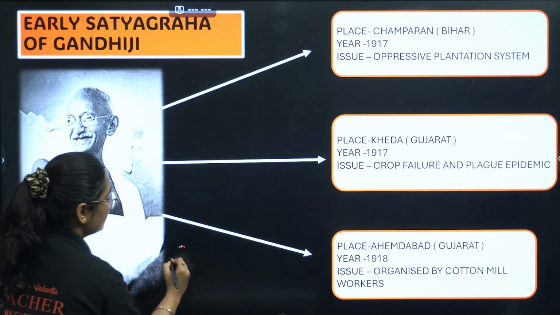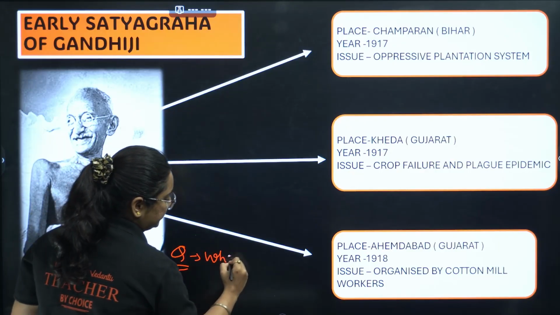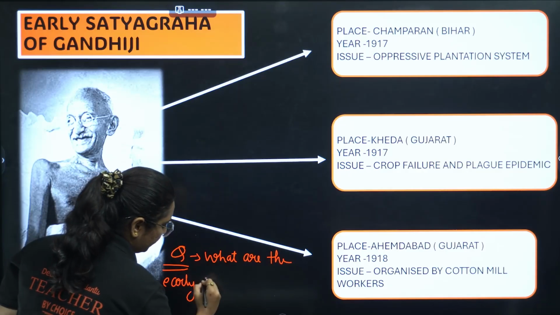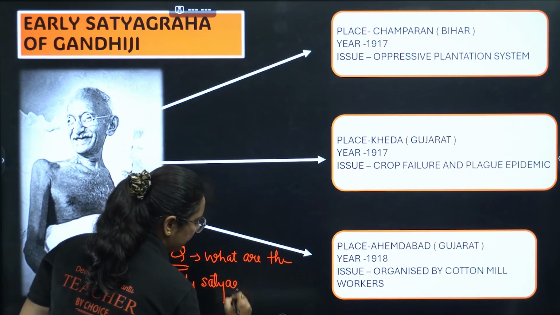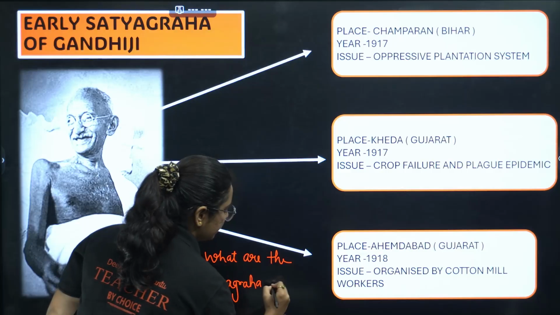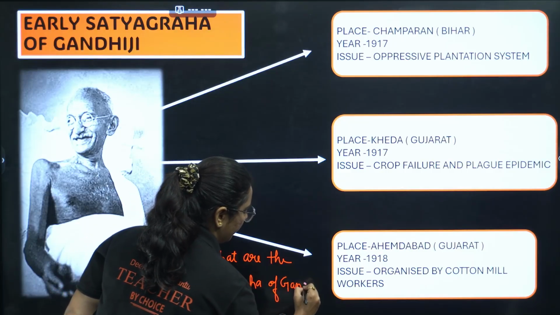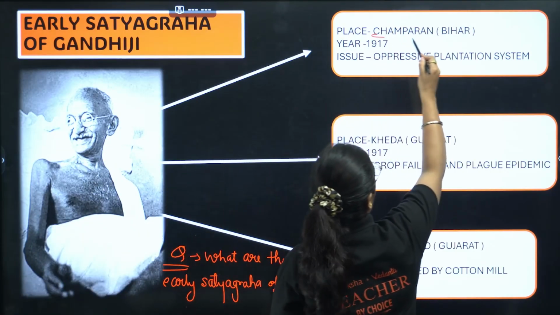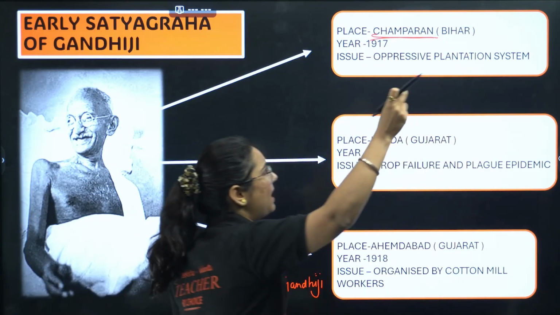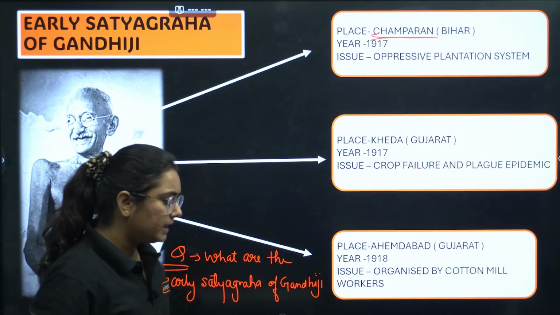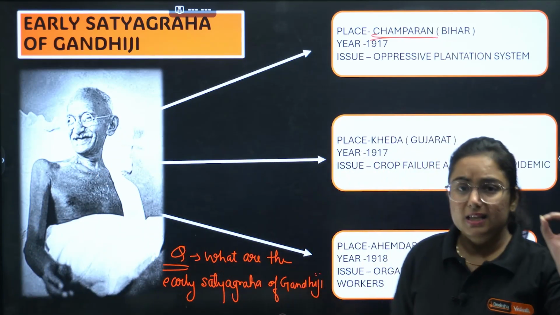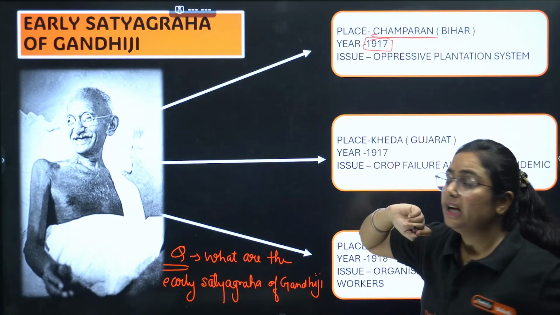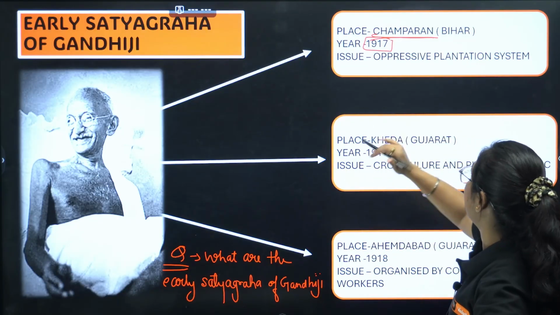How does a question come from this topic? What are the early Satyagrahas of Gandhiji? Okay, so there are 3 Satyagrahas. The first one took place at Champaran. Champaran is a village in Bihar. The Satyagraha over there started in the year 1917.